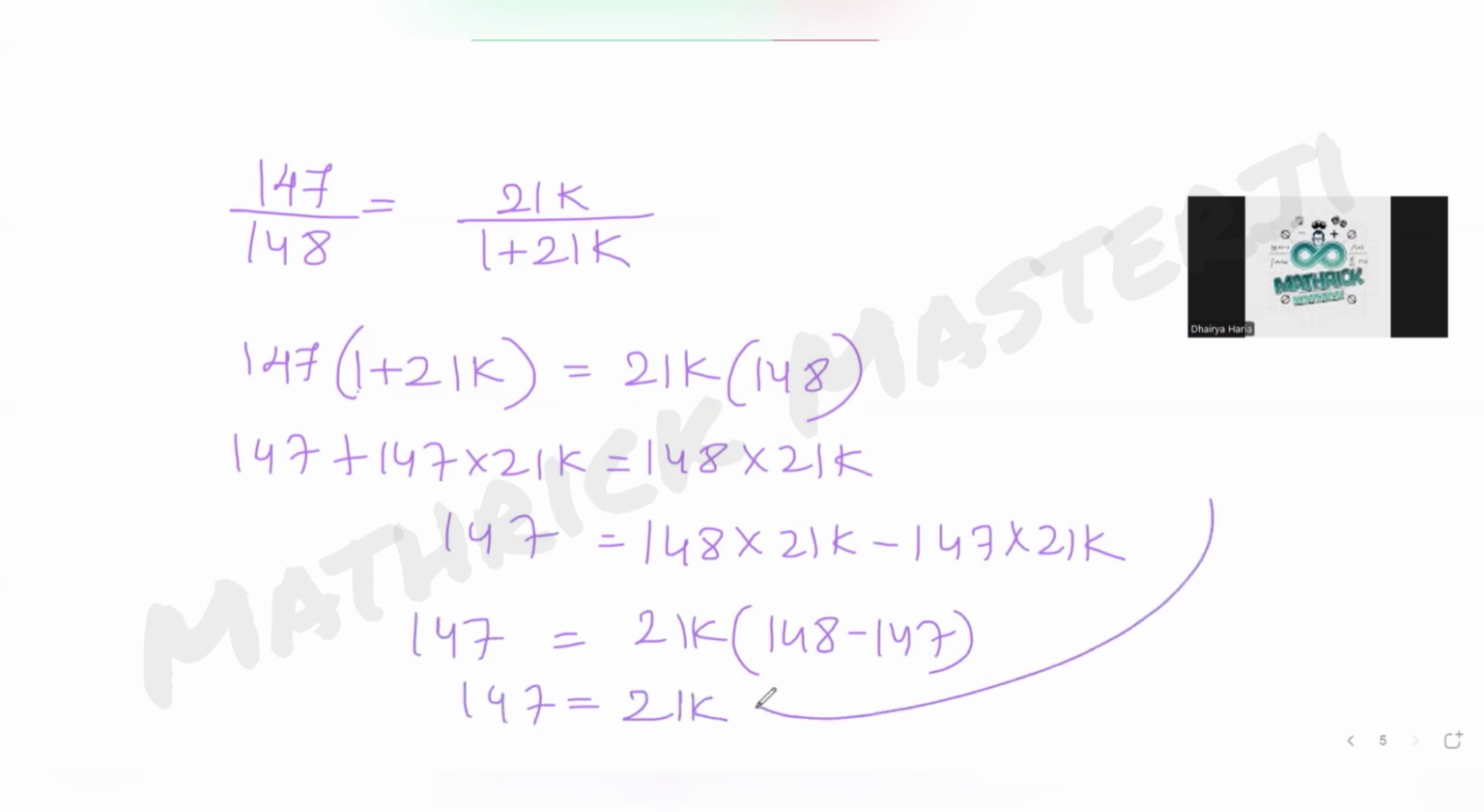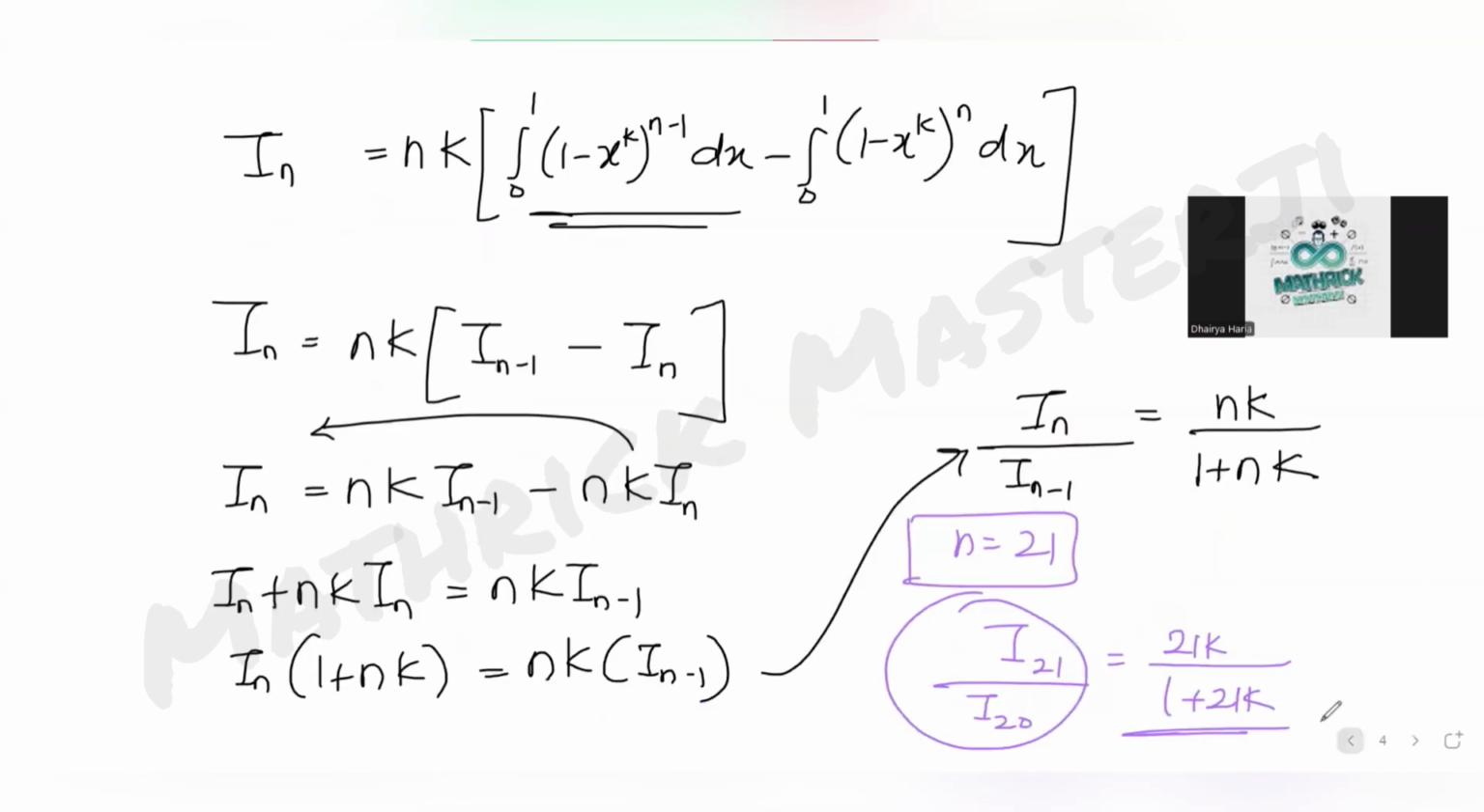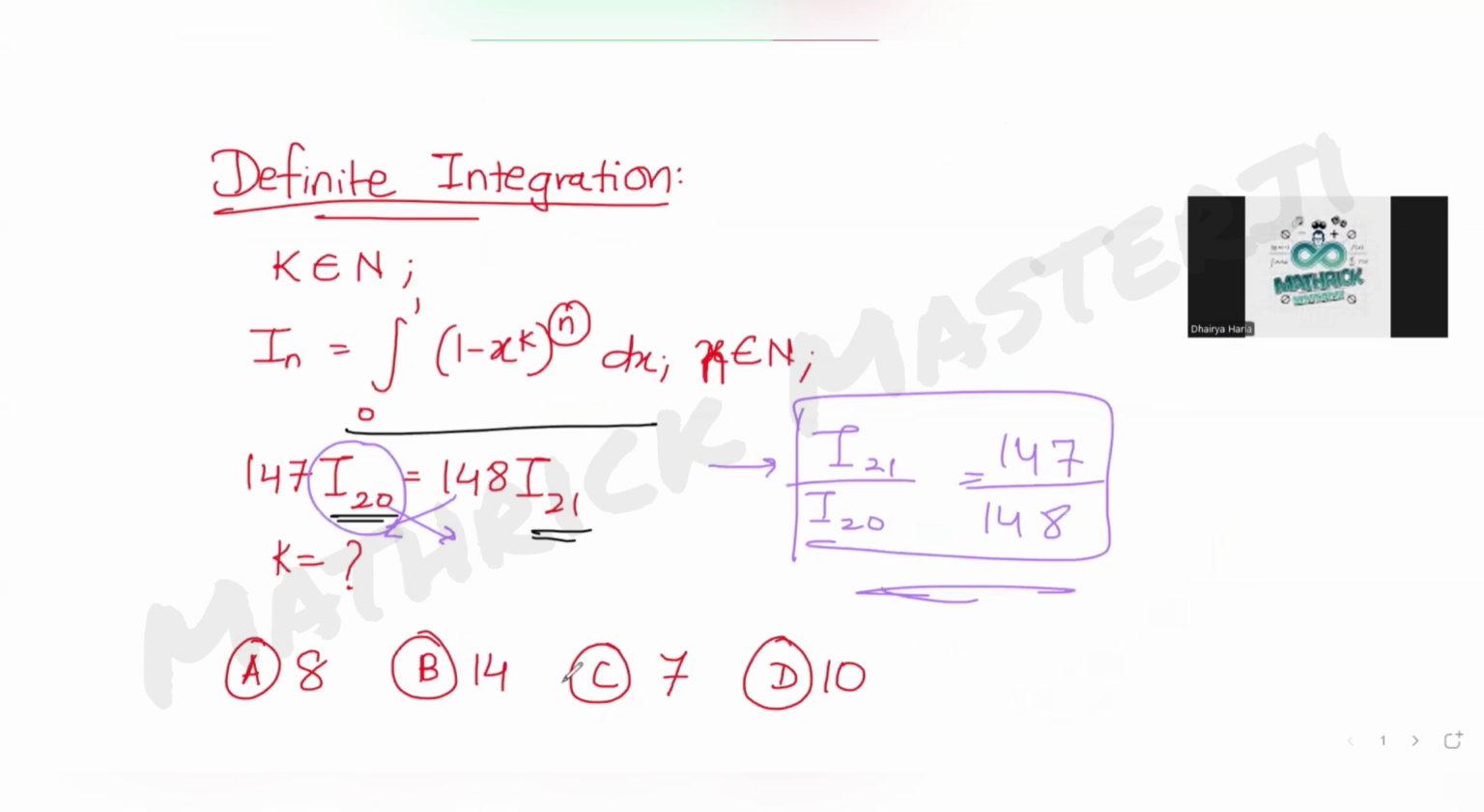And if I solve for this, dividing 147 by 21 gives me k as 7. And that belongs to the natural numbers. So I understand the correct answer for k, and that is basically option C. So C becomes the correct answer choice for the question that is given to us here.